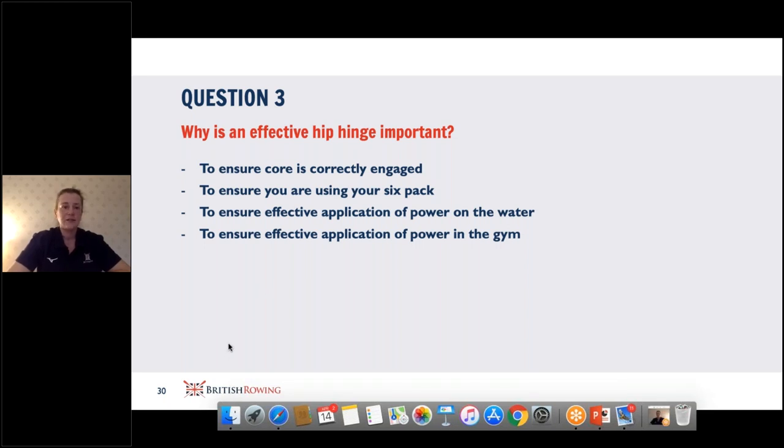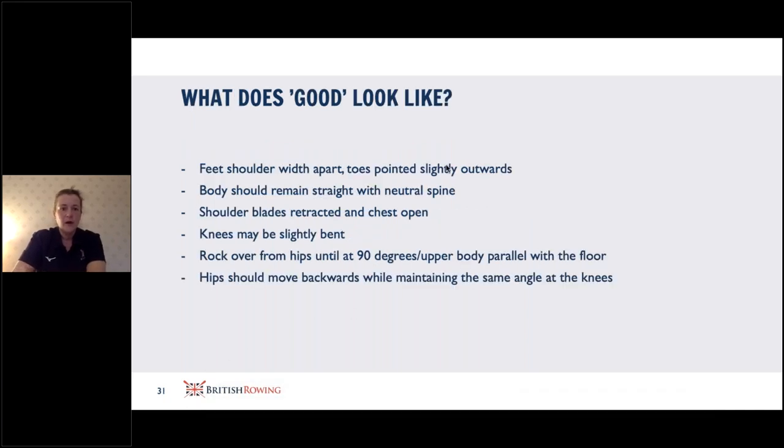Again, feel free to have a go at this and get up off your feet if you want to whilst you're at home. So feet shoulder width apart and toes pointing slightly outwards. Body should remain straight with a neutral spine, which I'll show you shortly. And shoulder blades should be retracted and chest open. Knees need to be slightly bent. Most people's knees are maybe only slightly bent, but it's helpful for them to be slightly bent. And rocking over from the hips until we're at 90 degrees or until the upper body is parallel with the floor. Hips should move backwards whilst maintaining the same angle at the knees. So hopefully a few of you are trying that at home.